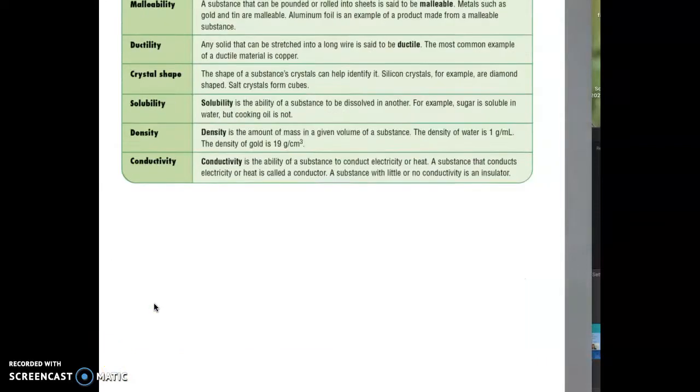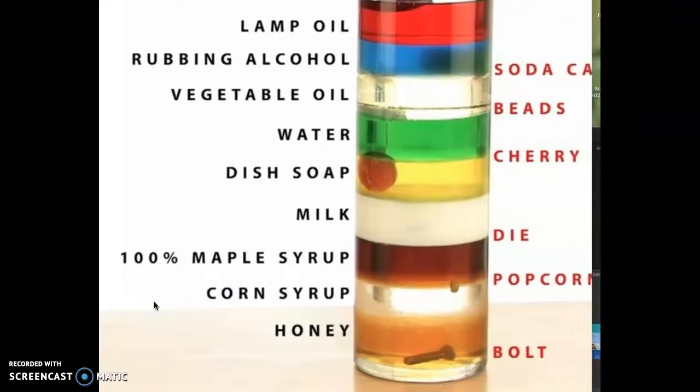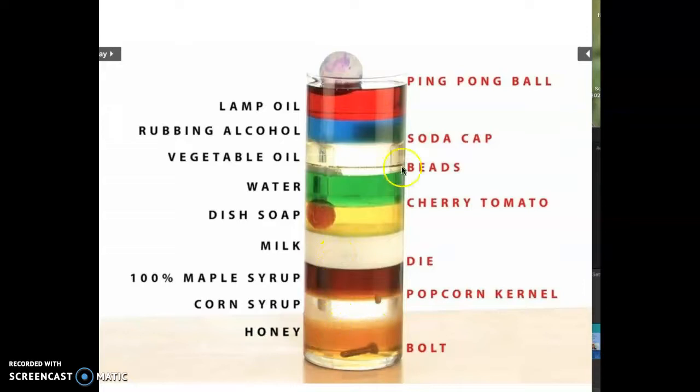What's density? Density is how close together the particles are. Making density towers is kind of fun. You pour a bunch of random liquids and solids together and see which ones float. When you do that, you need to pour it down the side and make sure they don't mix. That's key, because otherwise it messes up your density tower. This is a really fancy one because it has like 20 things in it. For yours, when you make it, you just need to have 5.